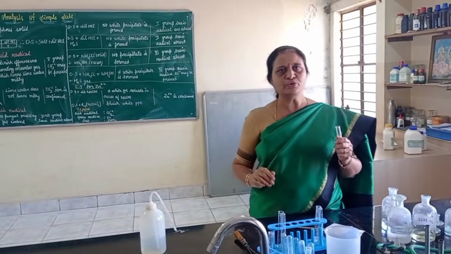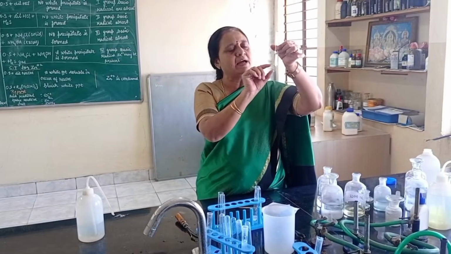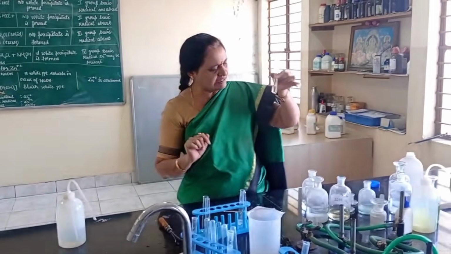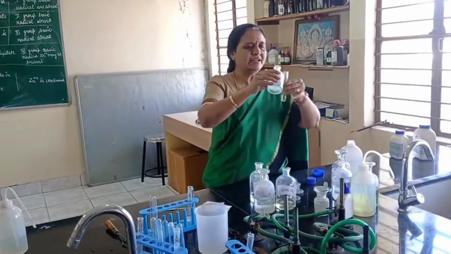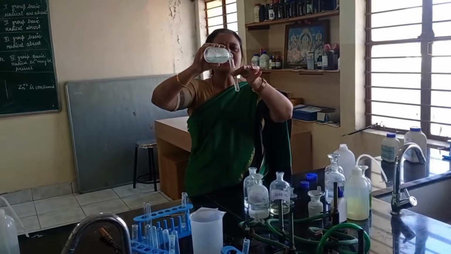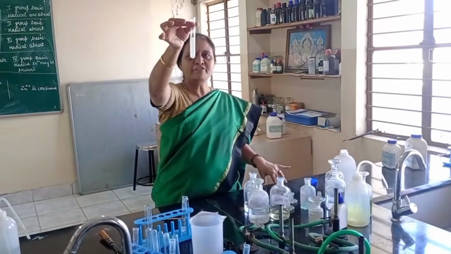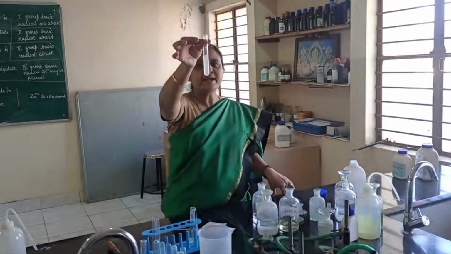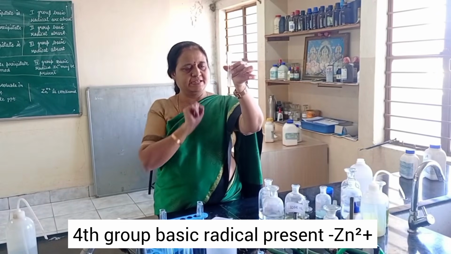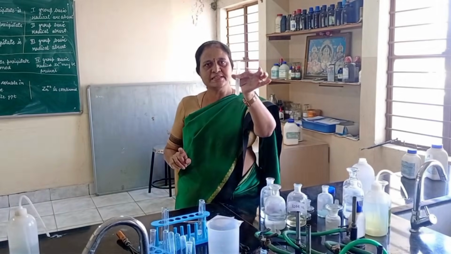Then I move to fourth group basic radical. For fourth group basic radical, I take original solution, solid NH4Cl, NH4OH in excess. For this I am adding H2S. See here, by adding H2S, I am getting precipitate. Observe the precipitate here. In fourth group, I get a white color precipitate. So, fourth group basic radical present and Zn2 plus is present.